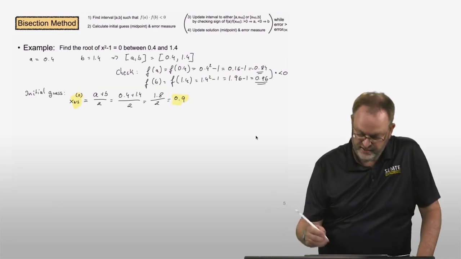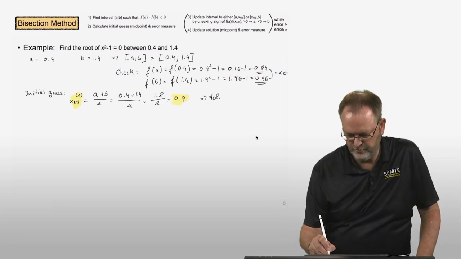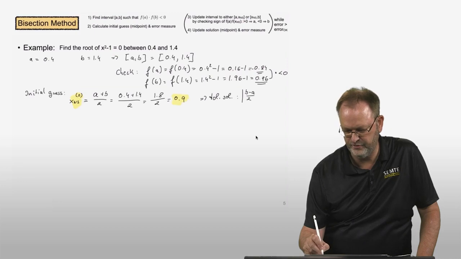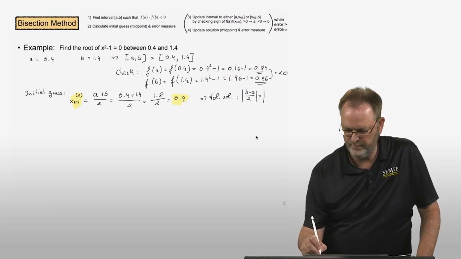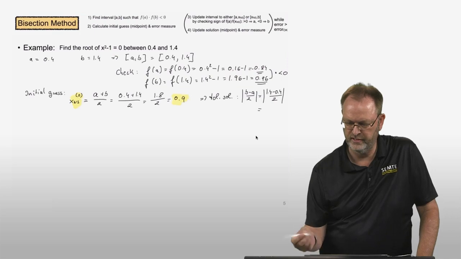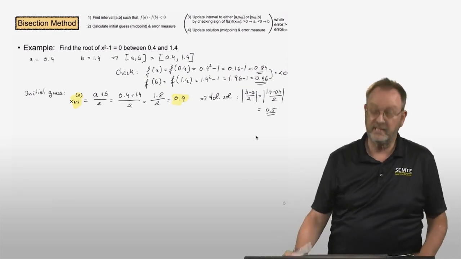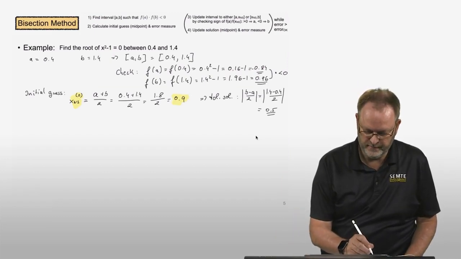All right, so with this here, I could also calculate now the tolerance in solution, because I have an a and b. So that would be the absolute value of b minus a divided by 2, which is the absolute value of b was 1.4 minus 0.4 divided by 2. So the tolerance in solution is just 0.5 in this example. That's from the initial guess.